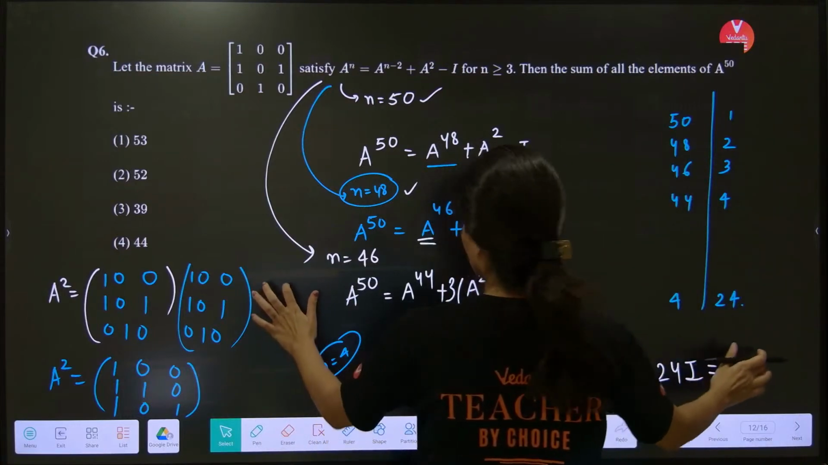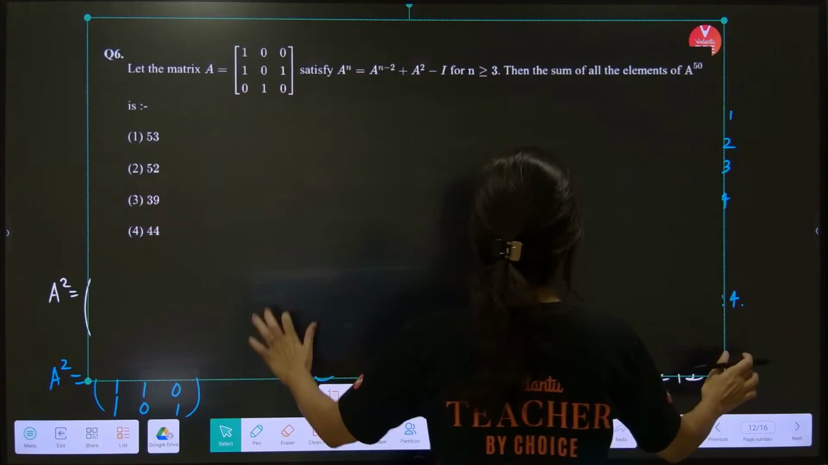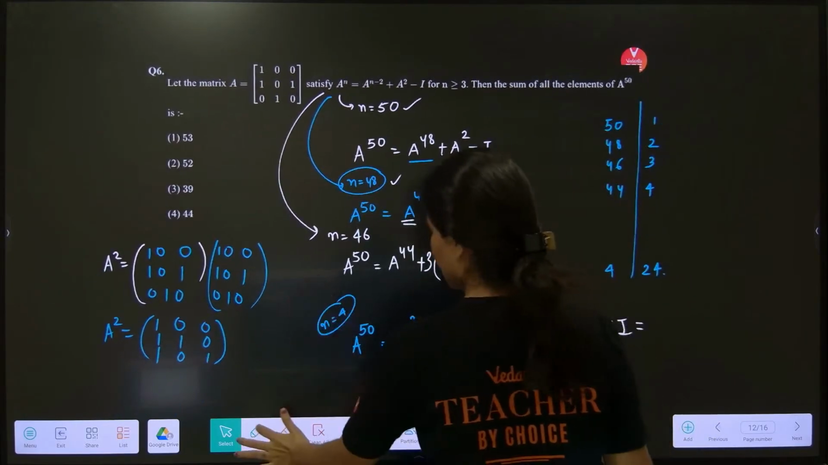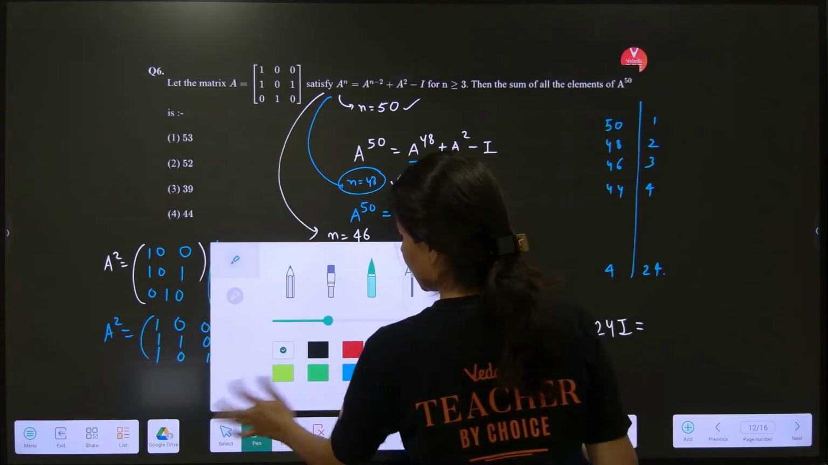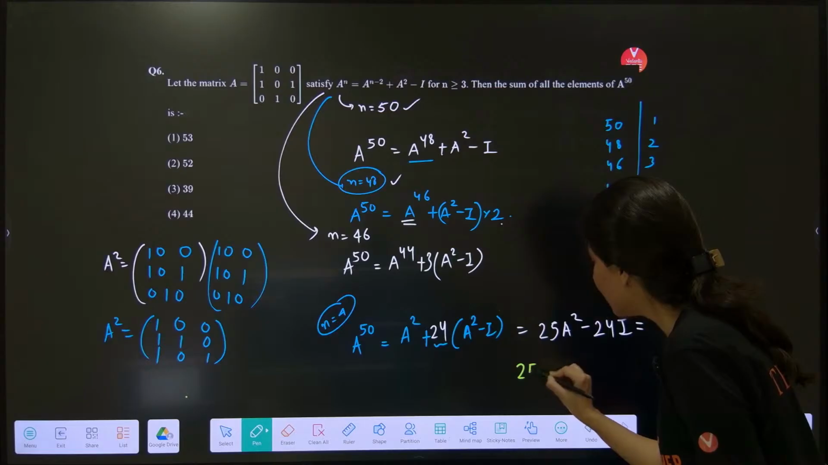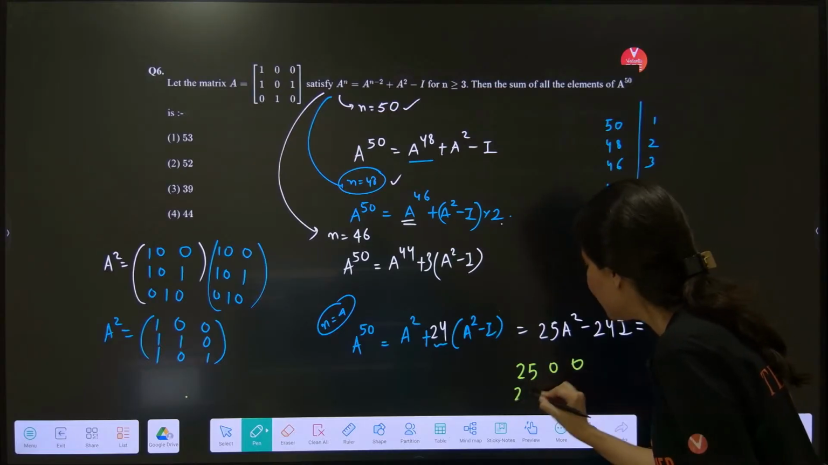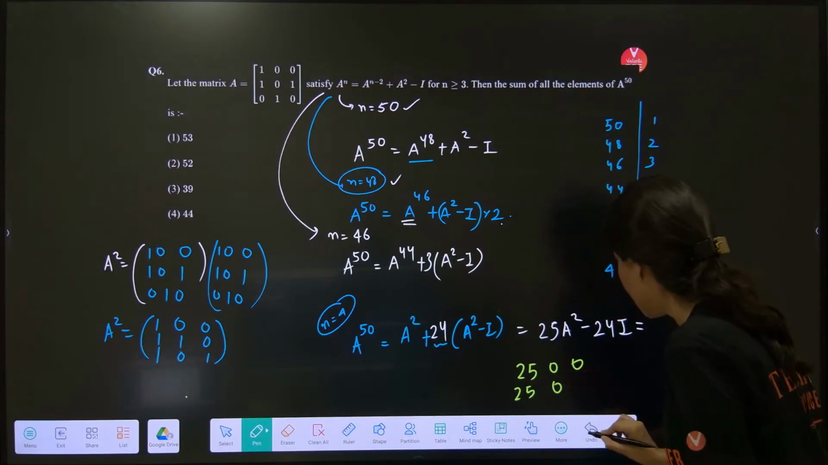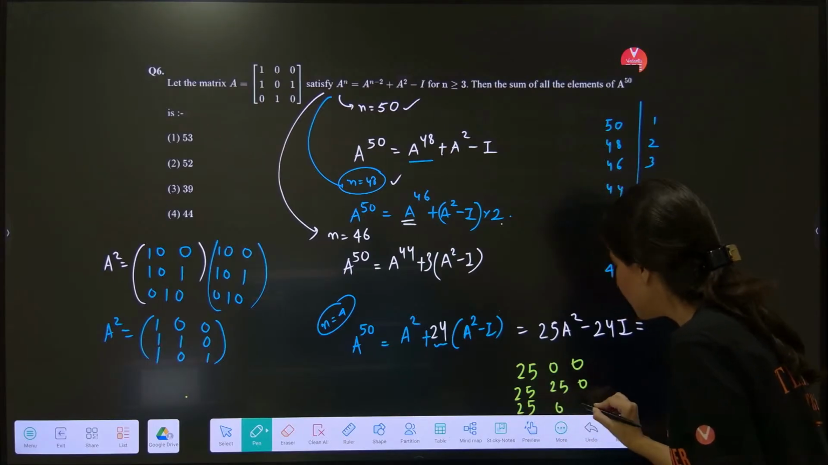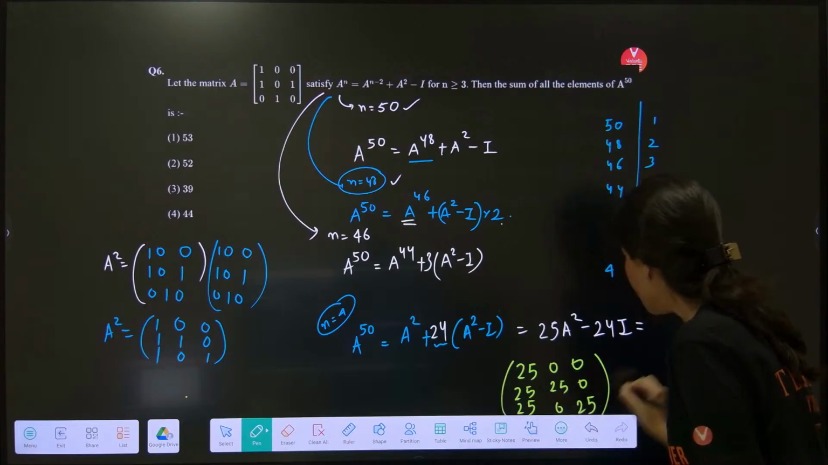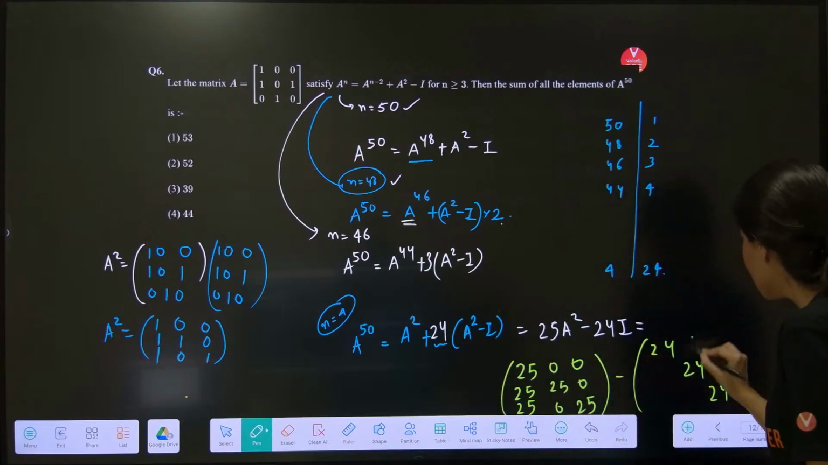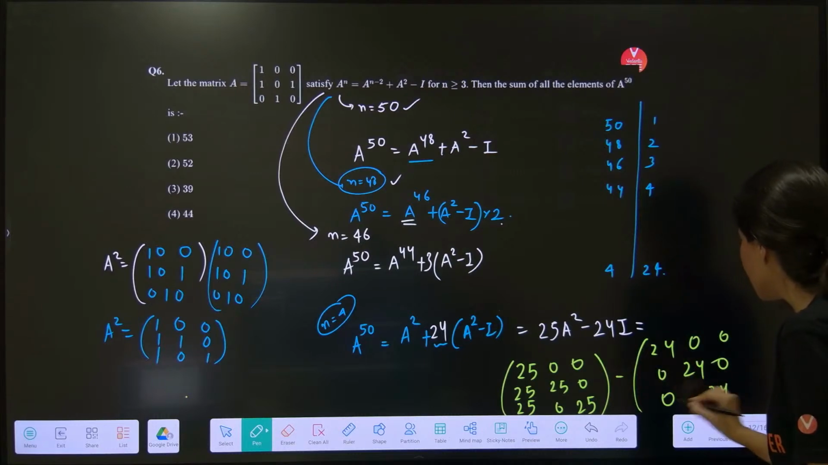Hold on, I just need a little space over here, so I'll create my own space. Let me calculate the determinant. 25 A square. So 25, 25, 0, 25, 0, 25. Minus 24, 24, 24, 0, 0, 0, 0, 0, 0.